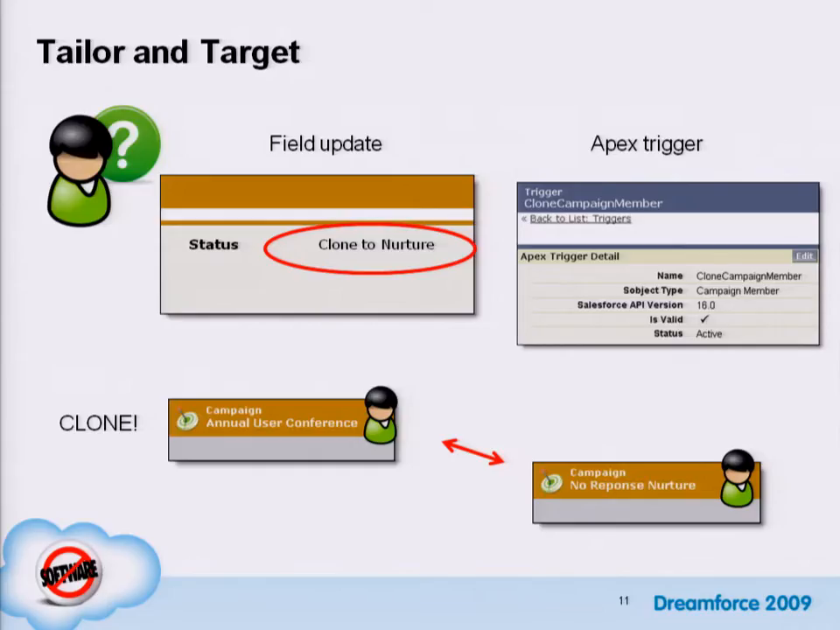So again, what happens when we clone? It's originally part of this annual user conference. What happens is it then becomes associated to the no response nurture campaign. And that way we know these people specifically have not responded, and we know to target them, to make sure to follow up with them. To say, hey, are you sure you're not interested? You want to come? Offer them something special to come along.